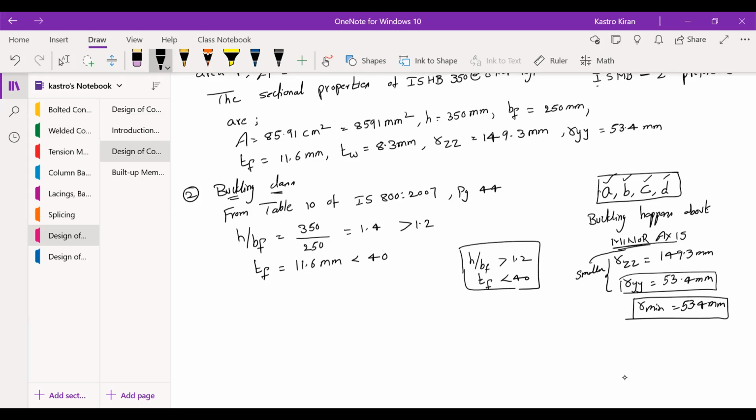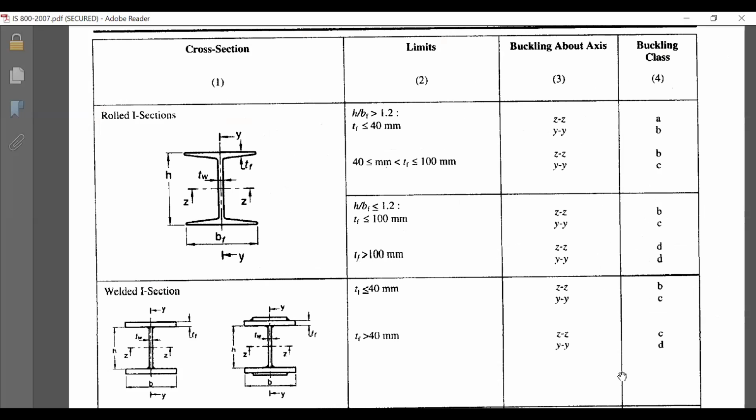Let's find out which buckling class it belongs to. So you can see this table. What we have got is h by bf greater than 1.2 and tf value less than or equal to 40 mm. So when the tf value is less than or equal to 40 mm, you have two conditions, one is the ZZ axis and the other is the YY axis. Along the ZZ axis, you have buckling class A, and along the YY axis, you have buckling class B.